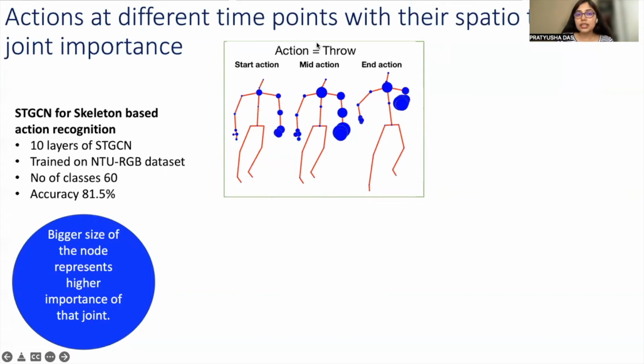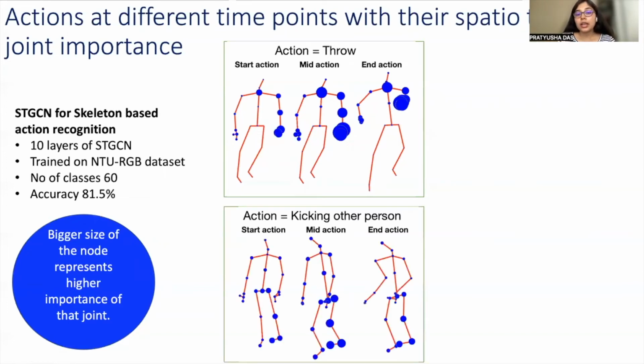And as you can see, for the action throw, there's a higher activation on the right hand of the skeleton, which is obvious. And at the same time, towards the end of the action, the hand portion is much more active. That means the network is looking at this position, this particular node of the data, to understand which action it is.